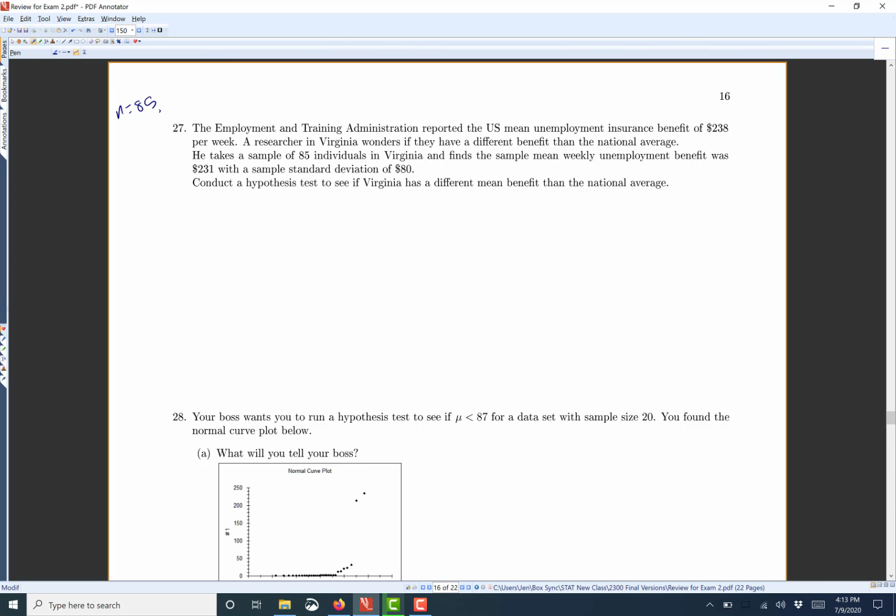He finds a sample mean of 231 and a sample standard deviation of 80. Now, when you know a sample standard deviation, that means you're going to have to do a t-test. We still just have one sample so far, so it's just a one sample t-test for the mean. Conduct a hypothesis test to see if Virginia has a different mean benefit. So it doesn't say greater or less, it just says different. So we want to know, is the population mean not equal to 238?